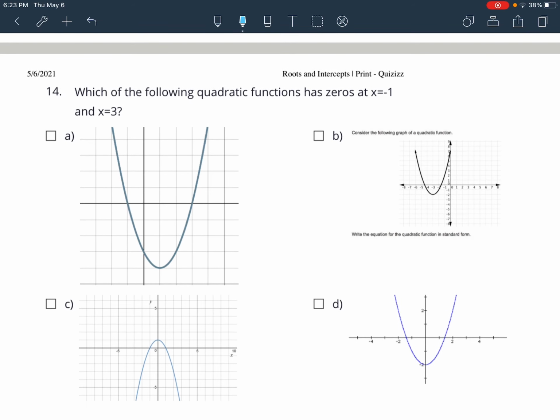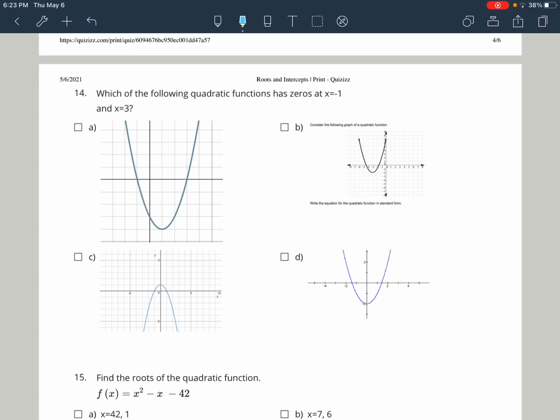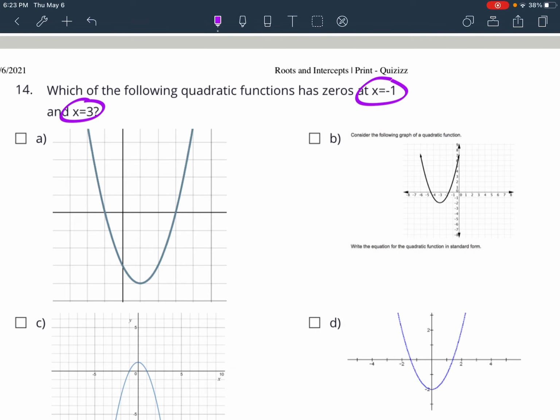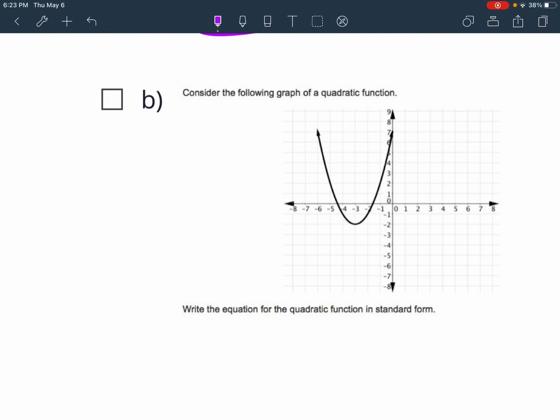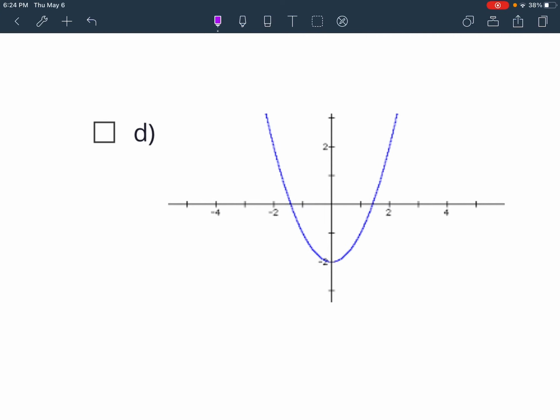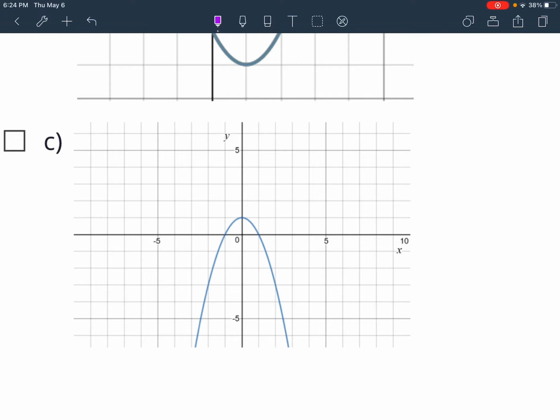Here's number 14. Which of the following quadratic functions has zeros at x equals negative 1 and x equals 3? Okay, so then I don't know. Let me come over here to letter B. Does it cross at negative 1? No, so then that's wrong, right? Here's letter D. Here's negative 1. Does it cross at negative 1? Nope, so then that's wrong. Here's letter C. Oh, it crosses negative 1. We got a winner. Let's check the next number.